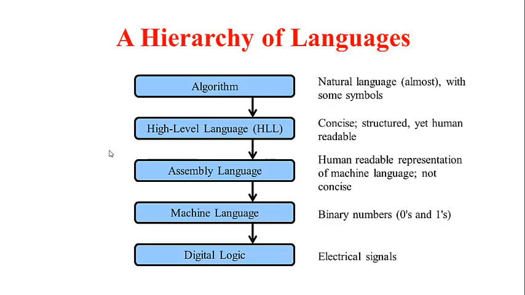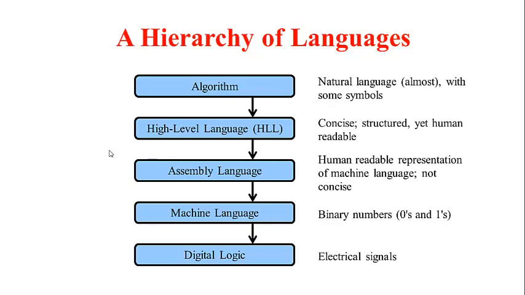At the very top of this hierarchy is algorithm, which is nothing but a specification in natural language or close to natural language using some symbols of how to solve a particular problem. Algorithm is then converted to a higher level language representation, which is concise, very structured, yet is human readable and understandable by humans. Higher level language gets converted to assembly language, which is nothing but a human readable representation of machine language. Machine language itself is hardly human readable because it's in terms of binary numbers, zeros and ones. Machine language is in turn implemented using digital logic, which operates using electrical signals. So this hierarchy of languages comes into play whenever a real world problem has to be solved using a computer.